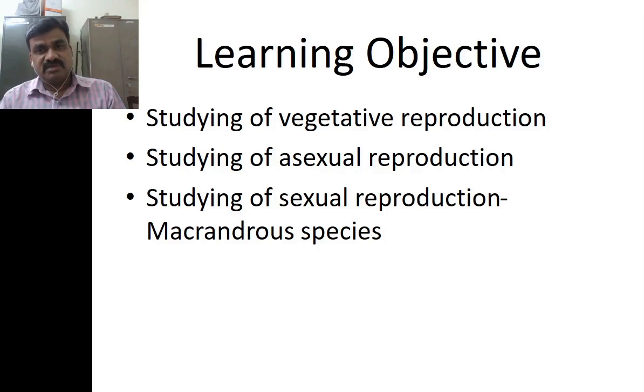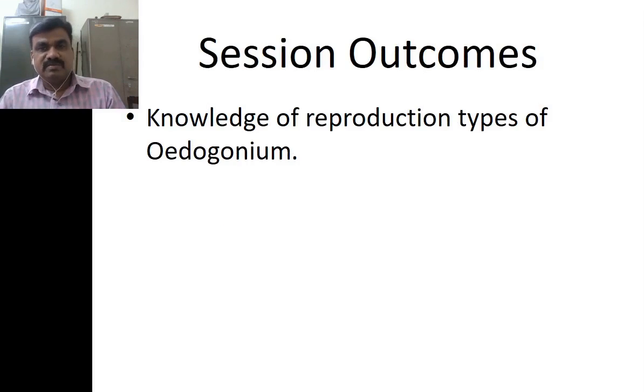In this session, we are going to learn the objectives: studying vegetative reproduction, studying asexual reproduction, and studying sexual reproduction present in Macrandrous species. We will discuss them one by one. By the end of this session, you will gain knowledge of the reproduction types present in the Oedogonium plant.